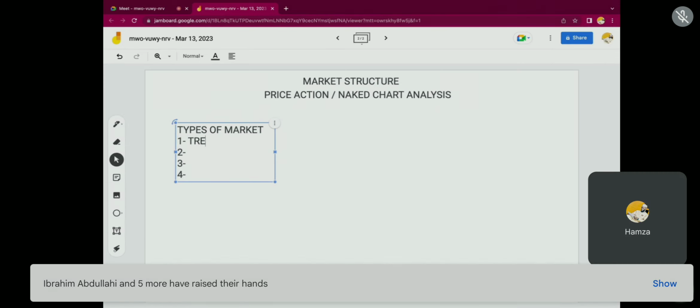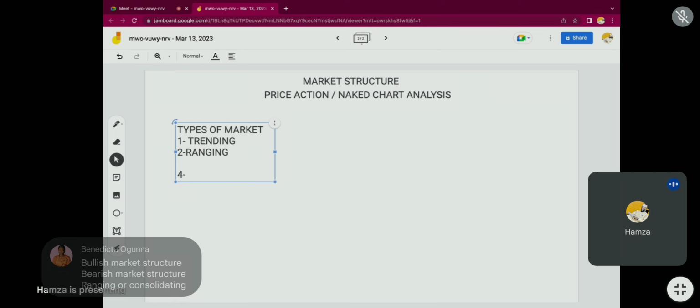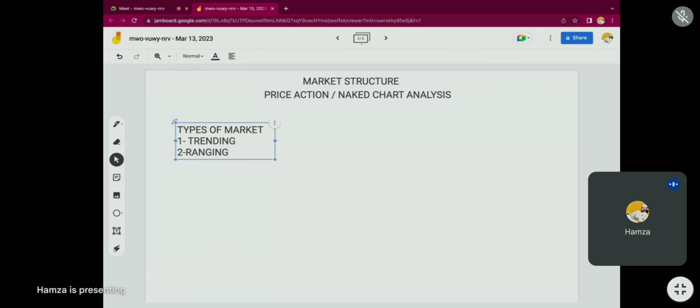We have the trending market structure. We have the ranging market structure. I deliberately outlined four to confuse you. The ranging is the same as choppy. Listen, I told you there are several discrepancies in the industry, several strategies. One thing is constant, and that is market structure. Regardless of what you do, market structure is market structure.